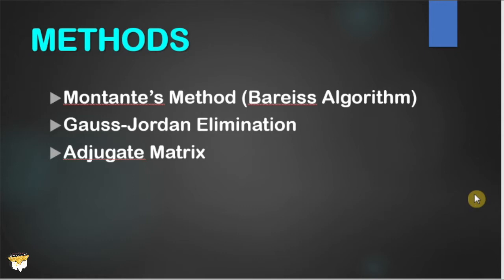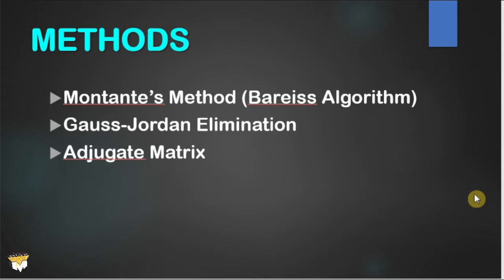Now, there are three methods in finding the inverse of a matrix. We have Montante's method or the Bareiss algorithm, the Gauss-Jordan elimination, and the adjugate matrix. Ang adjugate matrix natin involves determinants. Hindi pa naman tayo nakapag-discuss ng determinants, so we're not going to use this yet. What we are going to focus on, ang method na gagamitin natin, ay ang Gauss-Jordan elimination. Okay? Because yan yung naituro natin at nagamit natin when we discussed solving systems of linear equations. So basically, in Gauss-Jordan elimination, we're going to involve the arrow, okay? Or the elementary row operations, right?